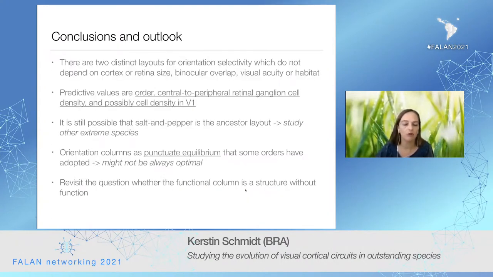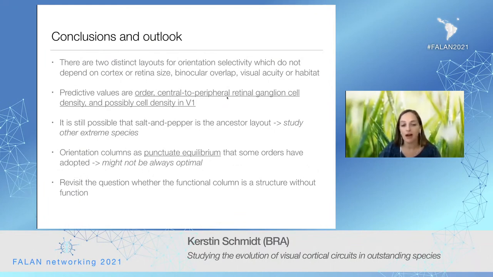So what can we conclude? There are still 2 distinct layouts for orientation selectivity. Orientation columns do not seem to be able to be compressed. And at the same time, there's nothing else in between. So you have either salt and pepper or you have columns. Although we still cannot completely exclude that there are other layouts, which we might discover with different imaging techniques.